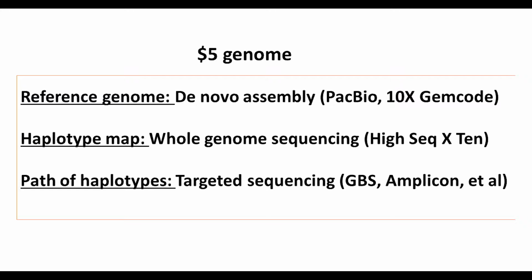The second level is whole genome sequencing to capture the major diversity in the haplotypes. Once we have the reference genome and a haplotype map to represent the genetic diversity in the population, then we come to each individual genome.